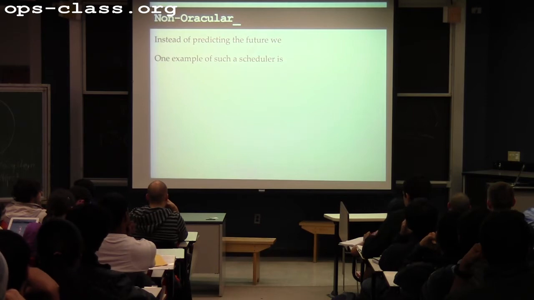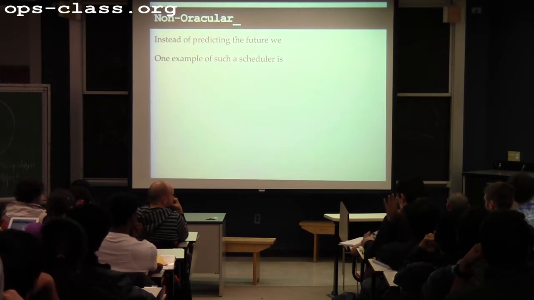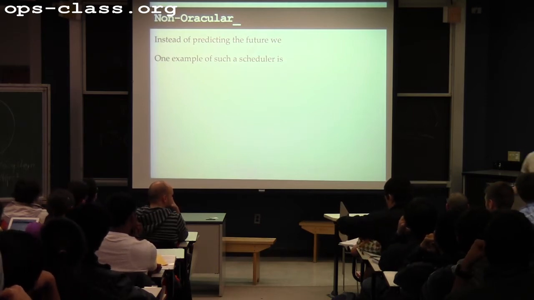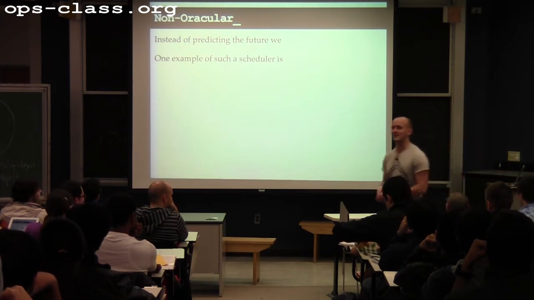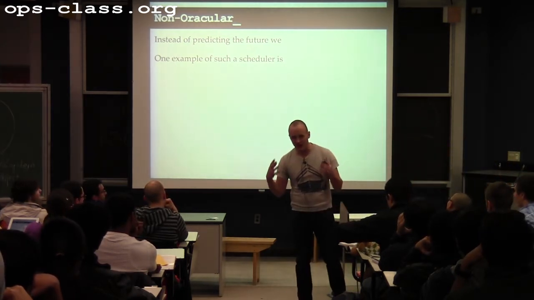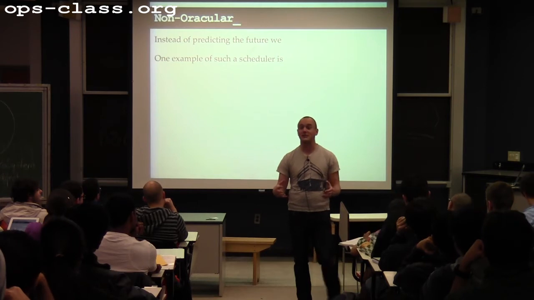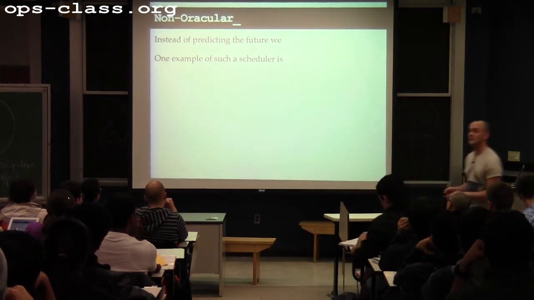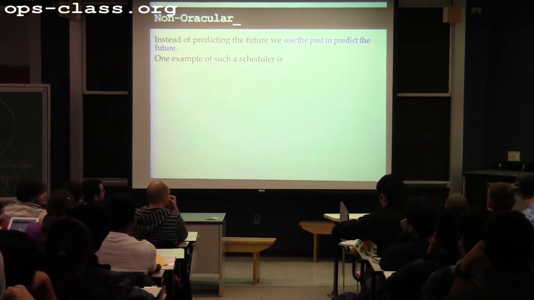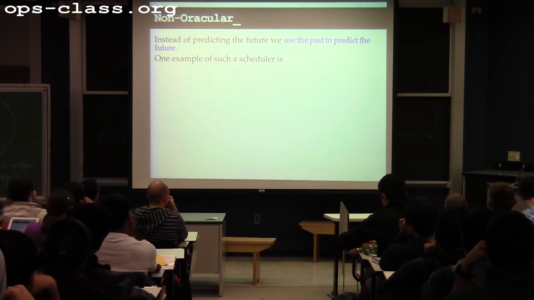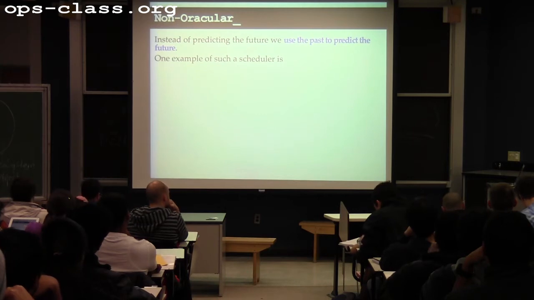So instead of predicting the future, we do what? Use the past. Everyone say this together. Usually I do this in class, and I missed that chance. Ready? Use the past to predict the future. This happens over and over and over again, especially when we start talking about memory, right? We use the past to predict the future, and the near past, right? We figure that a thread's going to continue to do what it's been doing.